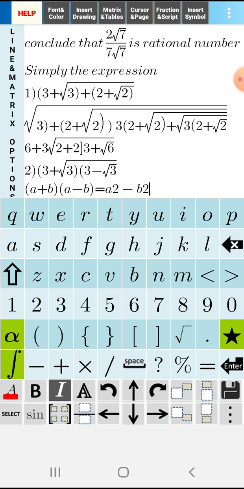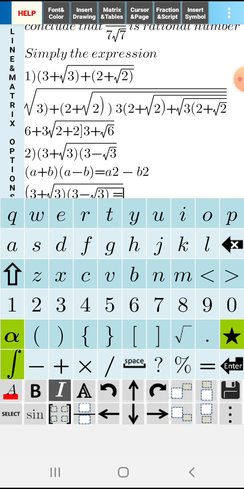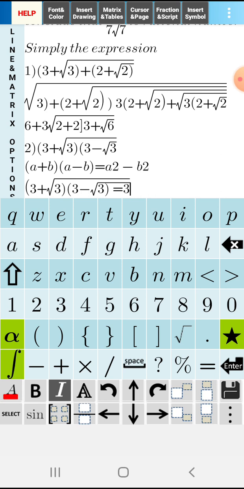By this we are following a plus b, that you all know. The first is (3 plus root 3) bracket squared. Next, a minus b: that is (3 minus root 3) bracket squared is equal to... that is 3 square... I am not getting the square here, one minute I will check. Oh, 3 square it is.